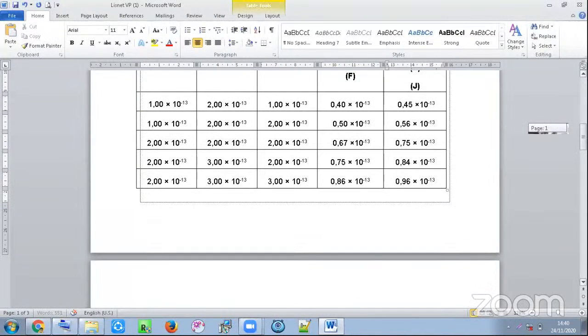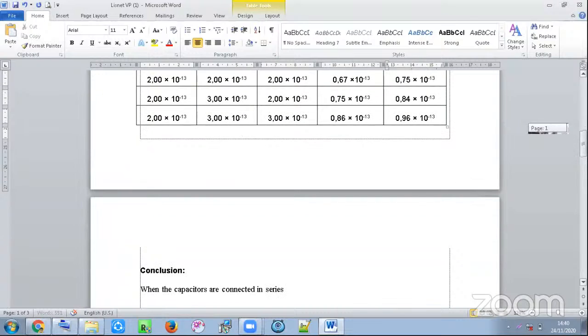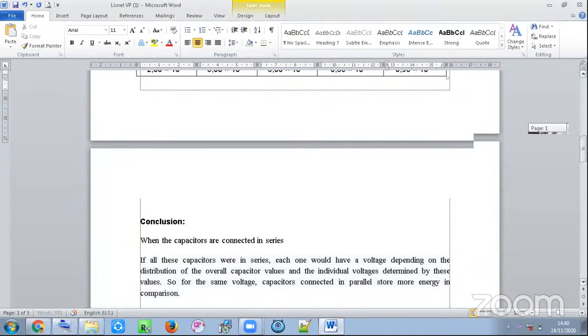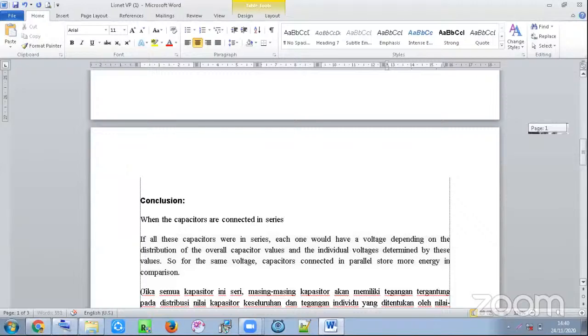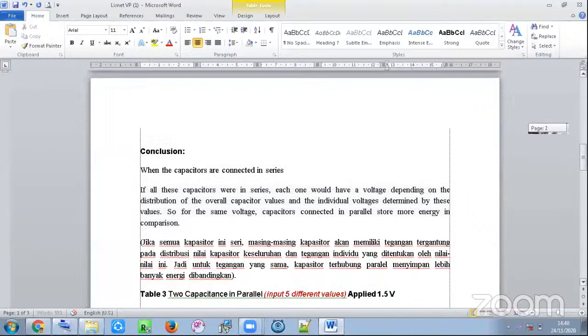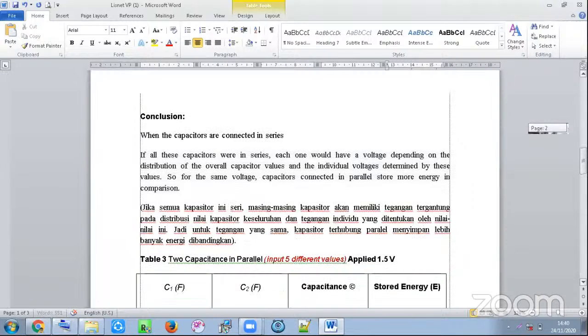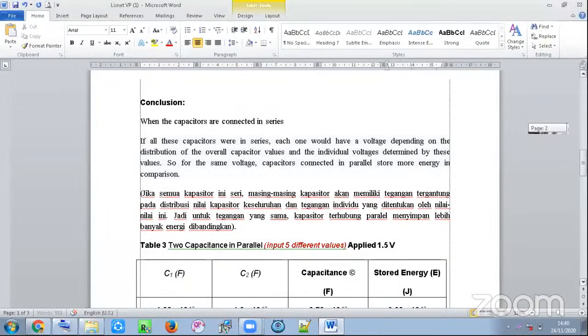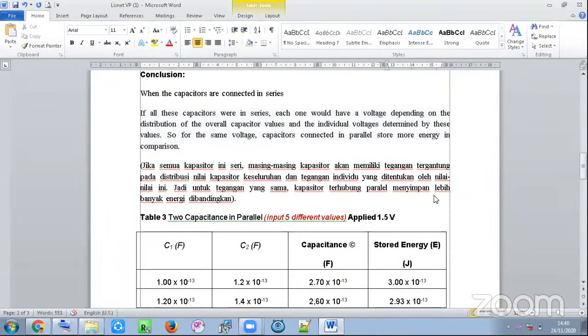The next is our conclusion, for when the capacitors are connected in series. If all these capacitors were in series, each one would have a voltage depending on the distribution of the overall capacitor values and the individual voltage determined by these values. So for the same voltage, capacitors connected in parallel store more energy in comparison.